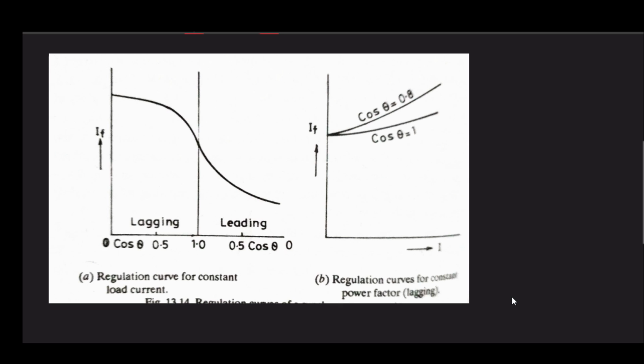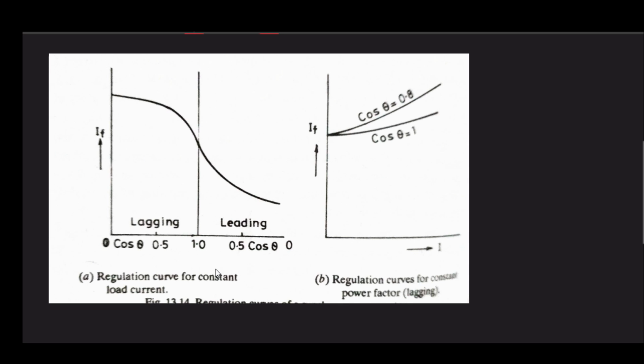If we vary the current, we keep the power factor constant. Here you can see that when we increase the value of current to maintain constant voltage, going from cos theta equal to 1 to cos theta equal to 0.8, we need more field current to circulate through our rotor winding, so that we can have a stronger field MMF to maintain constant terminal voltage.